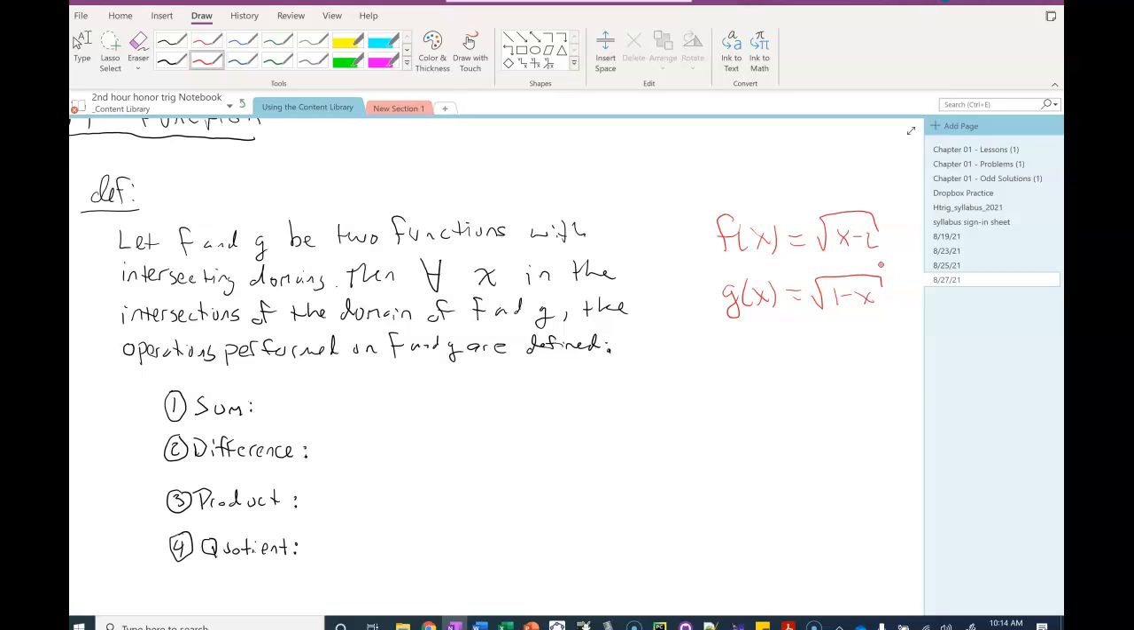You couldn't add them or subtract them or multiply them or divide them, because any x you plug into that works for one is undefined for the other. You know what I'm saying? So by intersecting domains, we're only saying that if we add these two things together, whatever value for x we're using has to work for both of them already. That's all we're saying. Does that make sense?